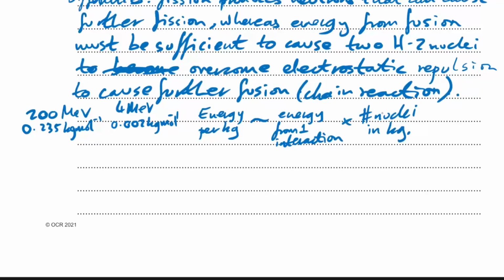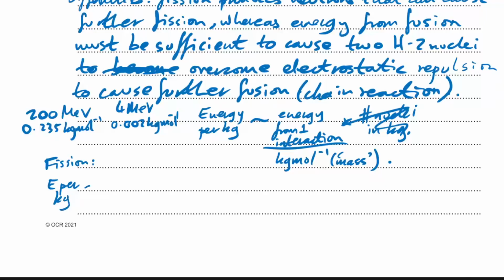So we can flip that on its head, we can say it's inversely proportional to kilograms per mole. Basically, how light are they? The lighter the mass, the more particles you'll have in a kilogram. So for fission, energy per kilogram is proportional to 200 divided by 0.235. That gives us 851. No unit, this is just all relative.